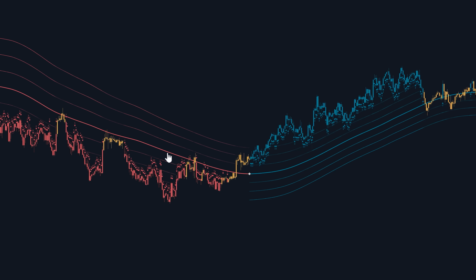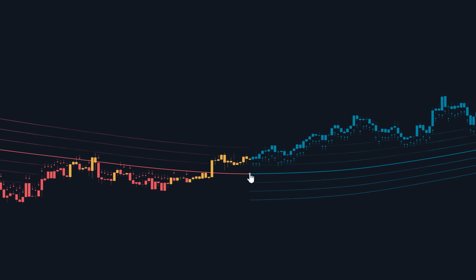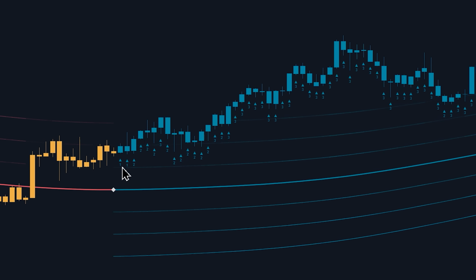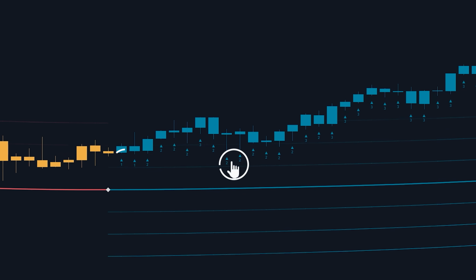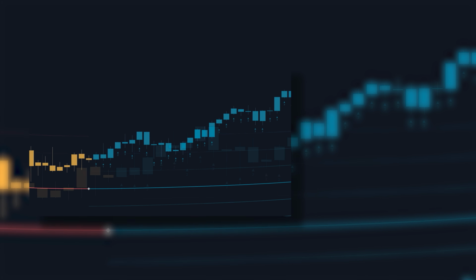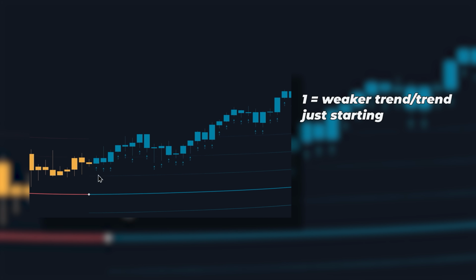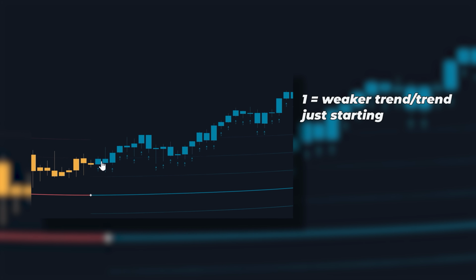Of course, blue suggests there's an uptrend and red suggests there is a downtrend. But the interesting thing about this indicator is how it helps us categorize the market into these simple phases. And this is where its numbering system comes in. You'll see little numbers, 1, 2, or 3, appearing right next to the candles. When you see a number 1, it suggests a weaker trend or a trend that is just starting, kind of preparing us for what might come next.